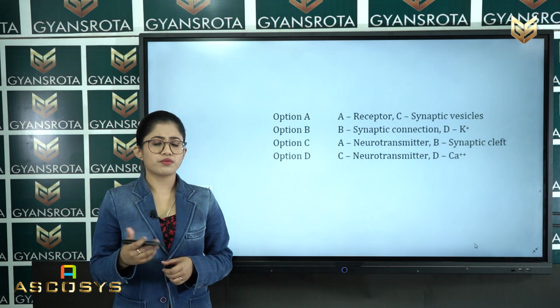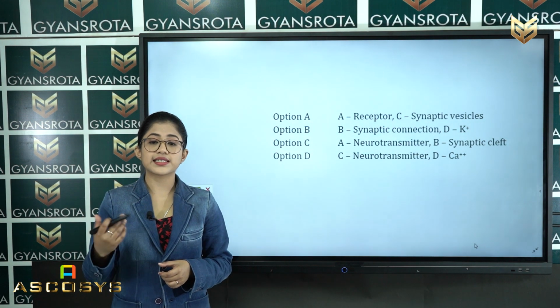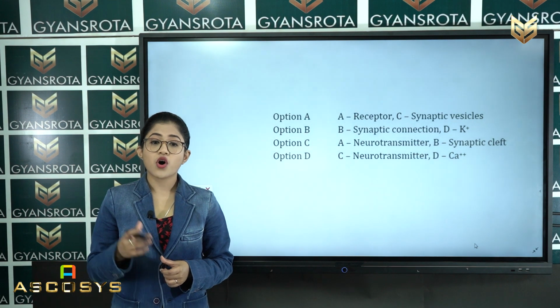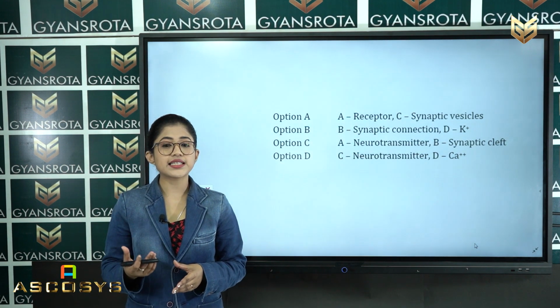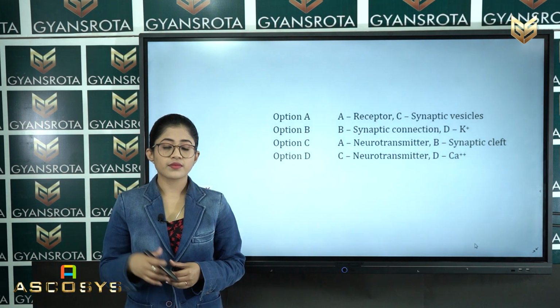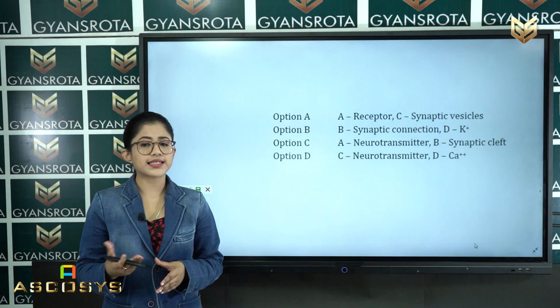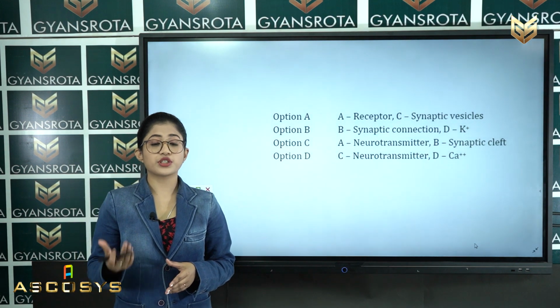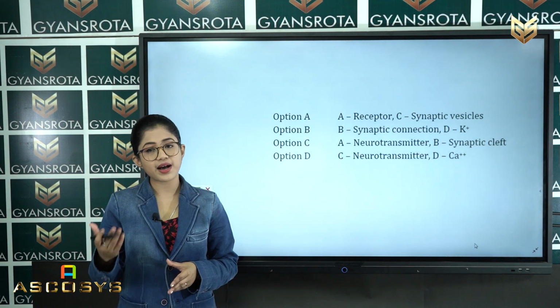Option number A, the A labeling is the receptor and the C is the synaptic vesicles. Option number B, B is the synaptic connection and D is potassium ion. Option number C, A is neurotransmitter and B is synaptic cleft. Option number D, C is neurotransmitter and D is calcium ion.